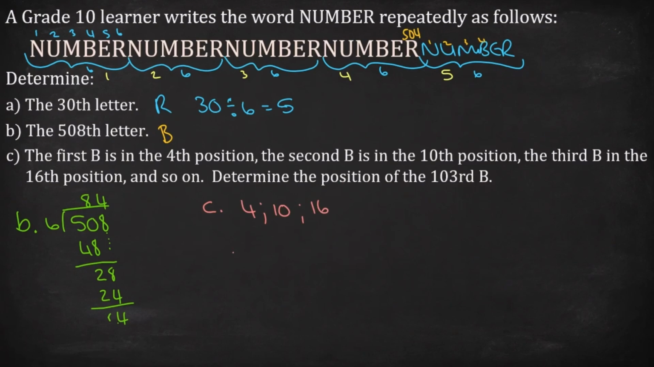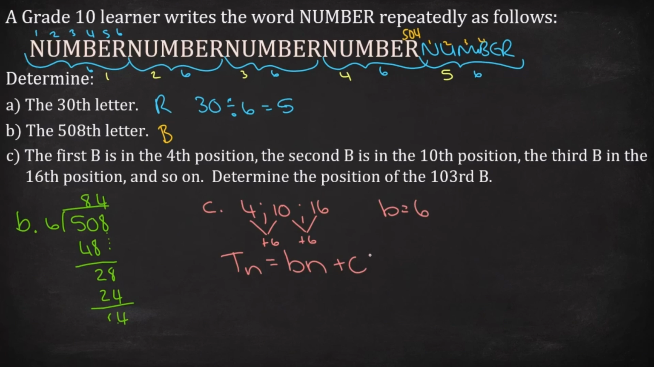Yes, we have to find the general term of this number pattern. Therefore, I'm going to write Tn equals Bn plus C. So we need to find the values for B and C. To do that, let's find the difference between the consecutive terms. 4 plus 6 is equal to 10, and 10 plus 6 is equal to 16. So now I know that B is equal to 6.